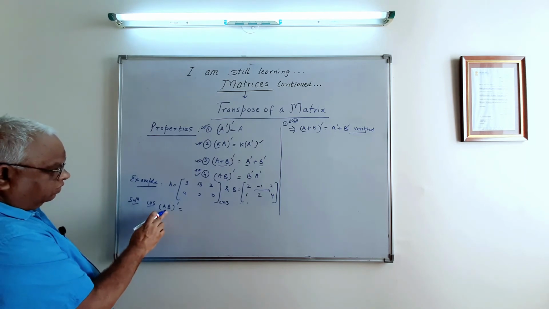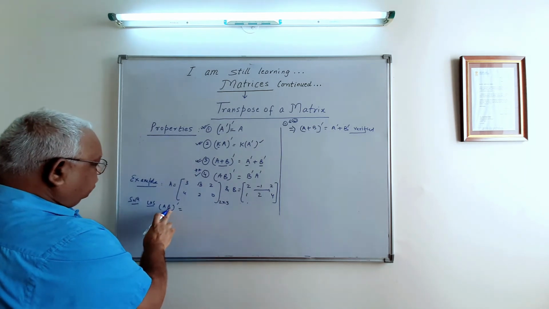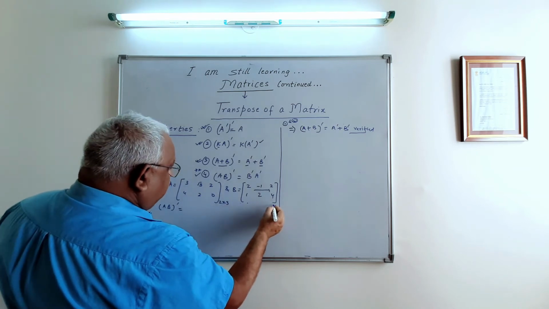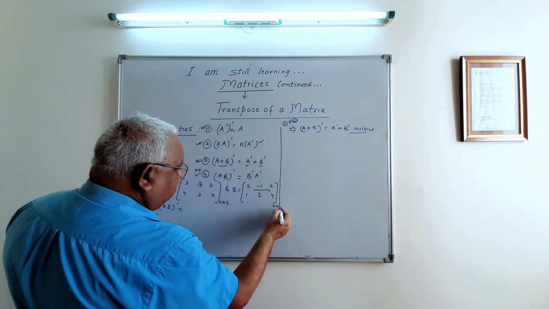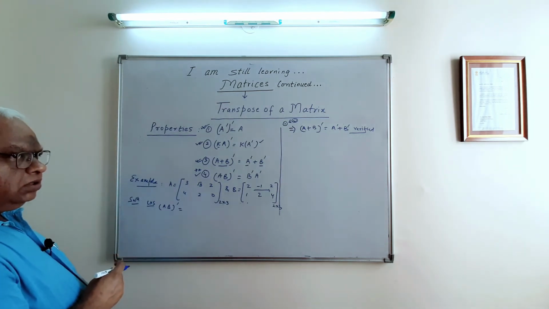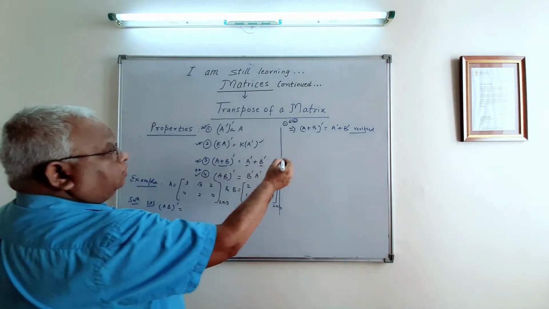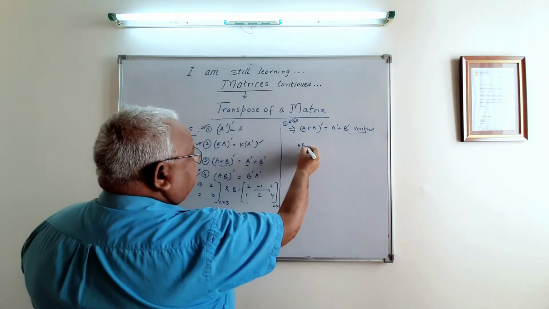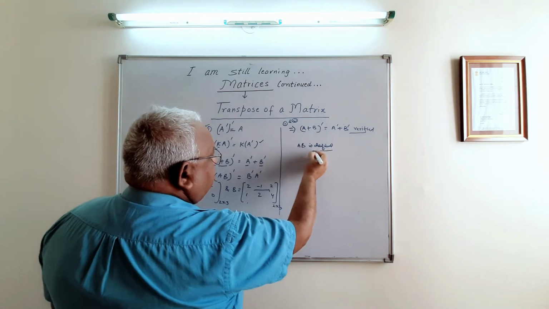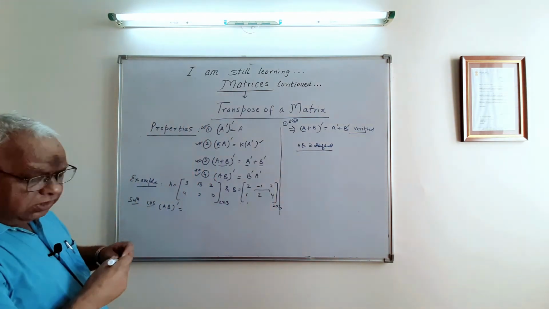What do you find? AB transpose. A, B, and this is also 2 cross 3. Right. So what was the property? That AB has to be valid. AB is defined. What was the condition for AB to be defined?